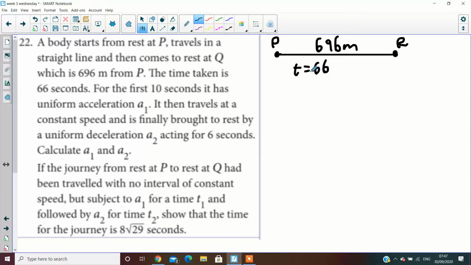The first 10 seconds, it has uniform acceleration A1, then travels at constant speed and is finally brought to rest by uniform deceleration A2, acting for 6 seconds. All right, that's handy to know, isn't it? Because we now know that we have a ratio, don't we? So ratios are good. Okay, so let's do the velocity-time diagram.